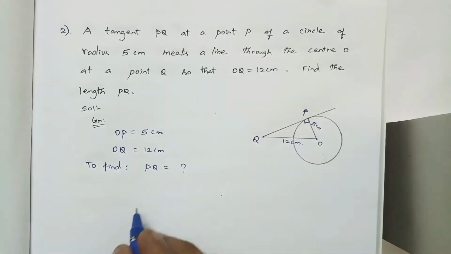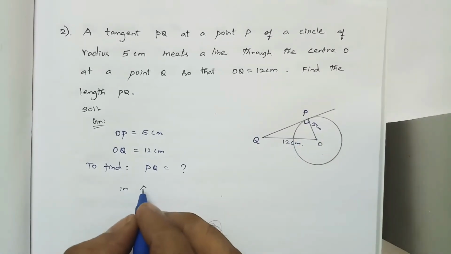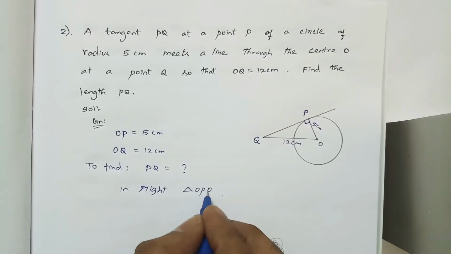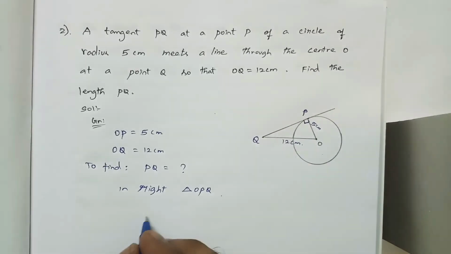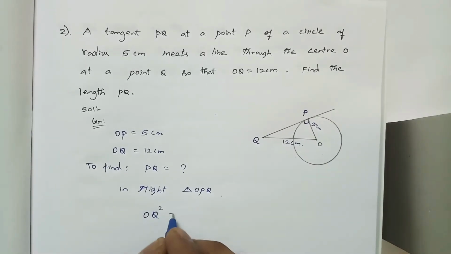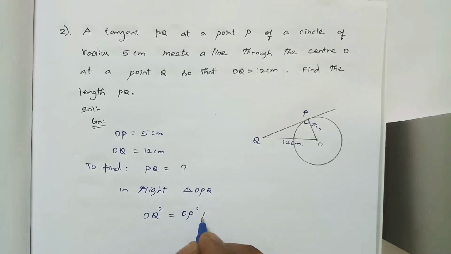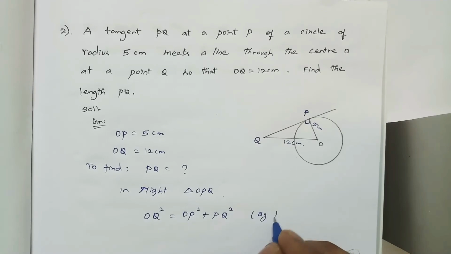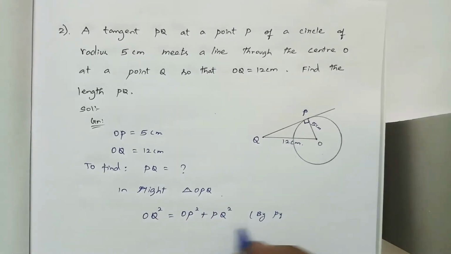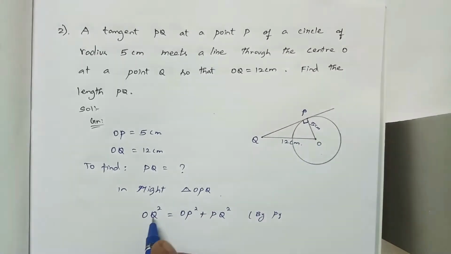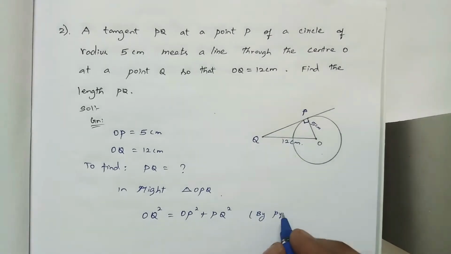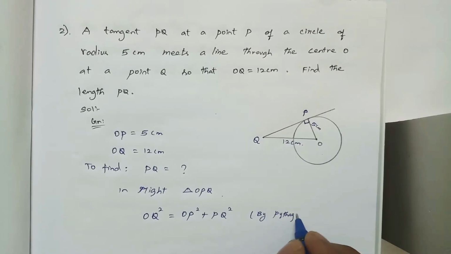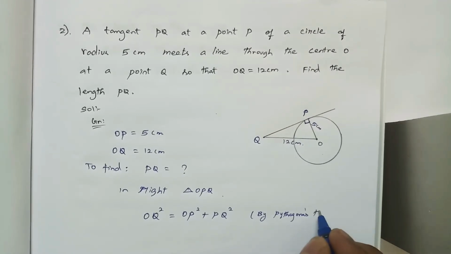So in right triangle OPQ, OQ square is equal to OP square plus PQ square by Pythagoras theorem. In right triangle OPQ, what is OQ? Hypotenuse. Hypotenuse square is equal to adjacent square plus opposite square, or base square plus altitude square, by Pythagoras theorem.